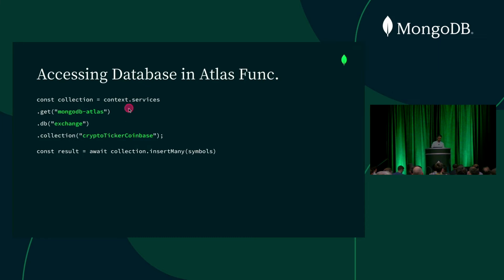And in an Atlas function, I can access my data source. Here, there is a context object that provides many functionalities. You can access data sources. You can make HTTP calls. Here, I use the services method, and I provide a data source name. MongoDB-Atlas is the data source name, okay? Then I provide the database name and the collection name. After that, I get the collection variable. I can do further operations. So I can make inserts, I can fetch data, I can update records, okay?